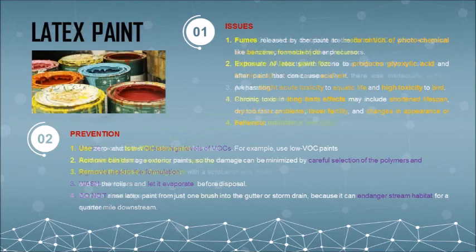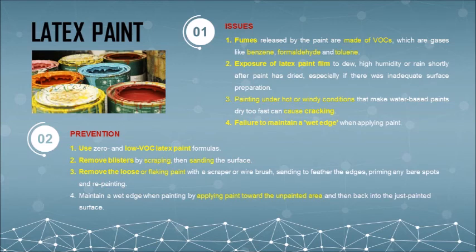The last one, for the latex paint, there is also an issue where the fumes released from the paint are made of VOCs, which are gases like benzene, formaldehyde, and toluene. There is also exposure of latex paint to dew, high humidity, or rain shortly after the paint has dried, especially if there was inadequate surface preparation. Painting under hot and windy conditions that make water-based paints dry too fast can cause cracking. Another issue is failure to maintain a wet edge when applying paint.